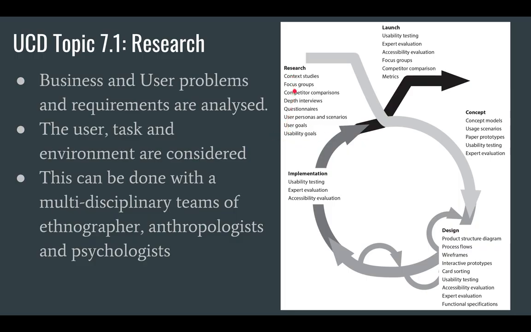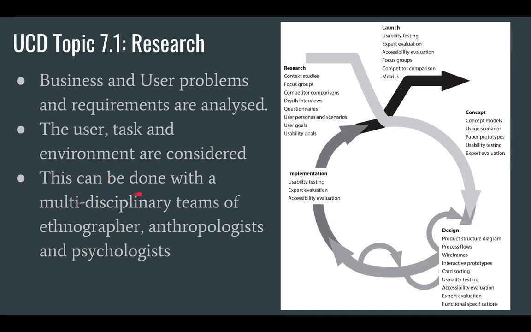Okay, these first ones, the context studies, focus groups, competitor comparisons, in-depth interviews, and questionnaires are really ways of gathering data. Whereas these are looking at your users, these are looking at the task, and this is looking at intuitiveness. So business and user problems and requirements are analyzed. So basically, in the research, you're looking at what are the business or user problems that need to be solved. What are the needs? The user, the task, and the environment are considered. So you need to consider who are your users, what needs to be accomplished, and where is it accomplished.